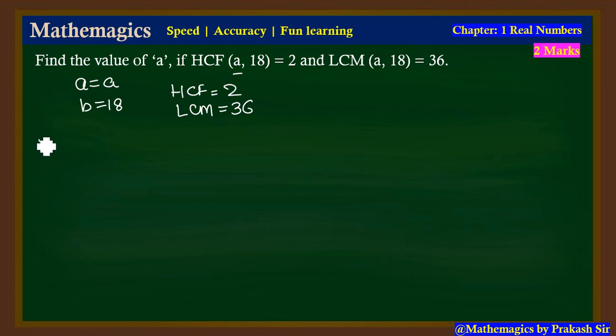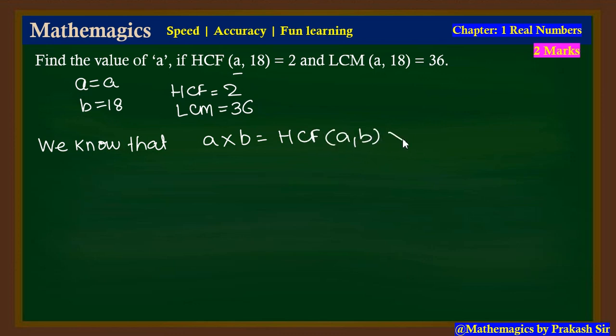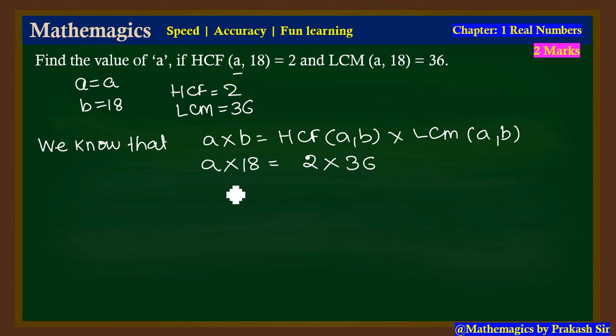So we know that A into B is equal to HCF of A and B multiply LCM of A and B. This is already known to every one of us because it was discussed in earlier classes. So now what is the value of A? A is A. What is the value of B? That is 18, equal to HCF of A and B, which is 2, multiply the LCM of A and B, that is 36. So here what is the value of A?